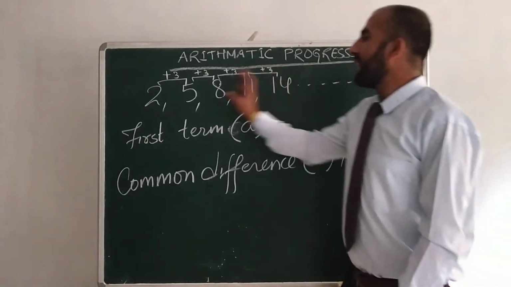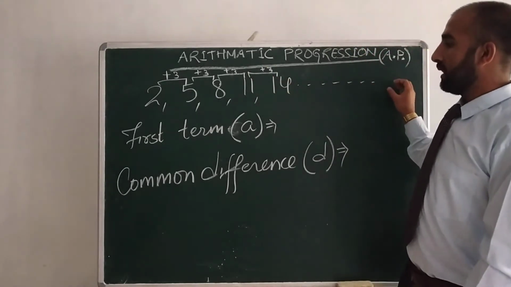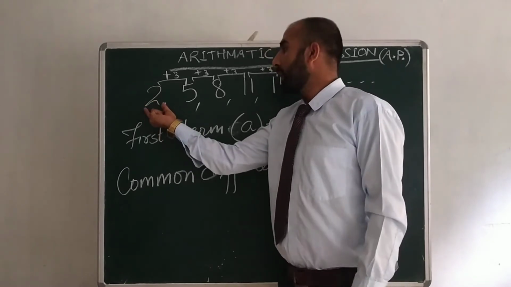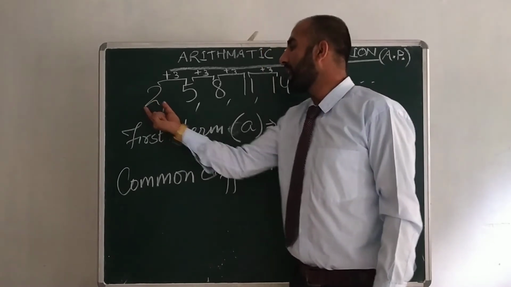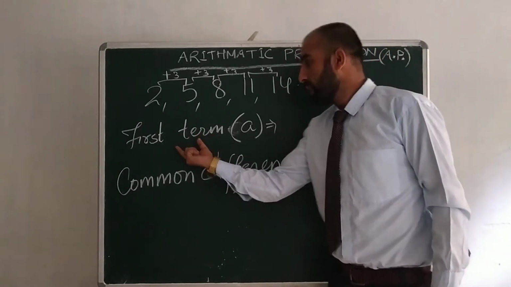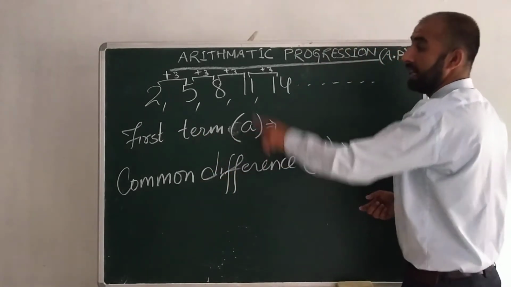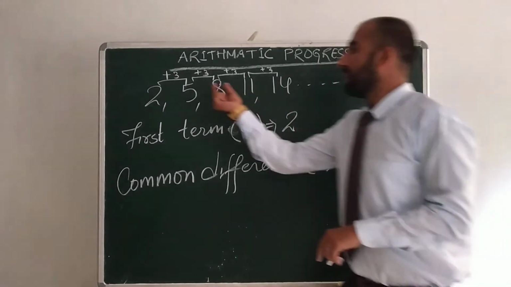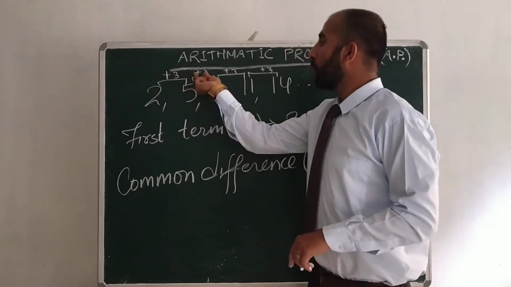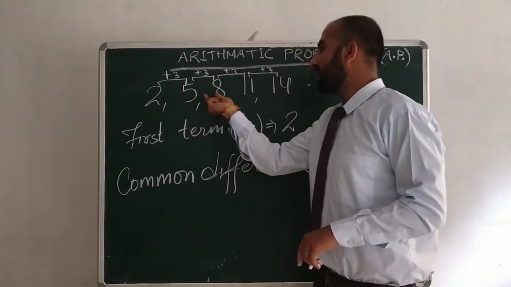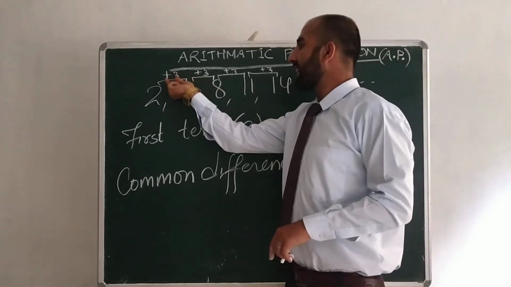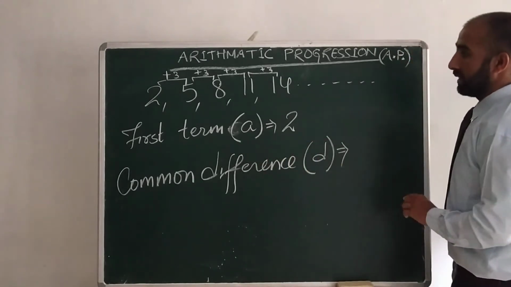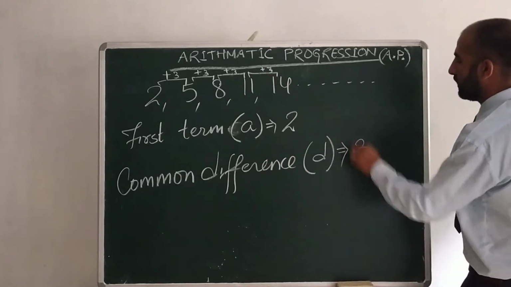So, in any AP, the starting number, that means the number with which the arithmetic progression starts, is called the first term, which is represented by the small letter a. In this case, the first term is 2. And see, the constant number which we add to get the second, third, fourth, fifth term, that constant number is what we call the common difference. In this case, the common difference is 3.